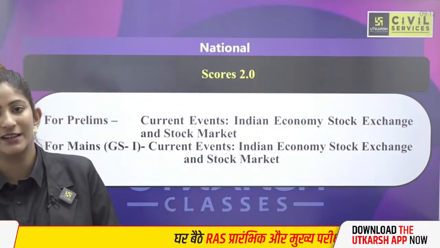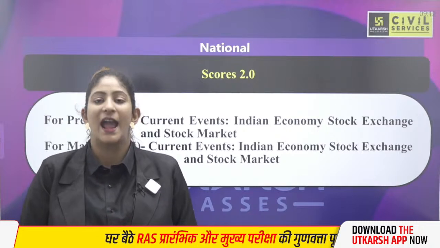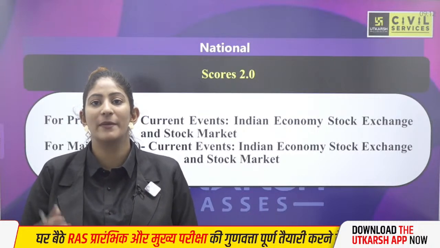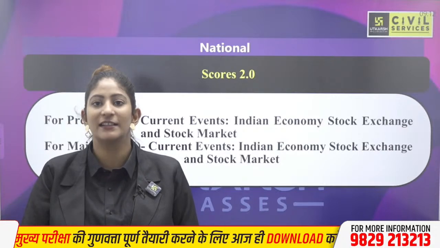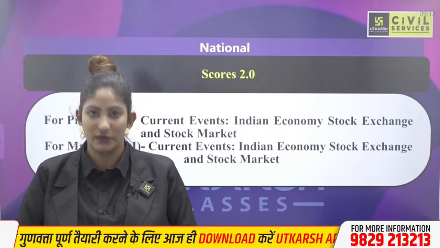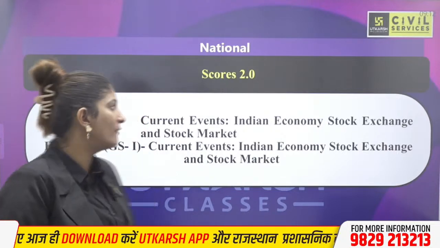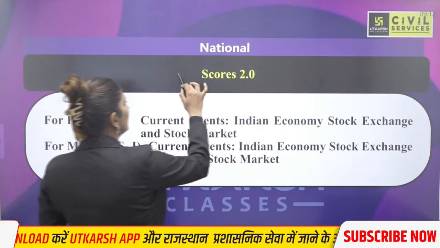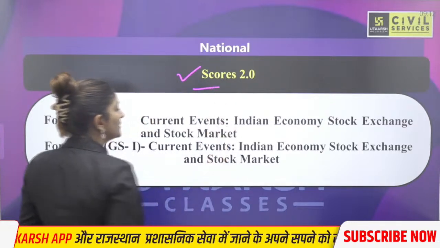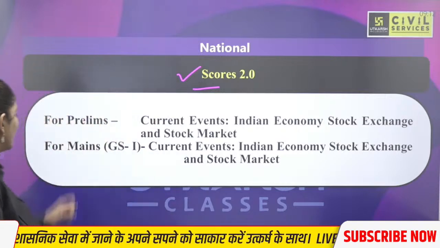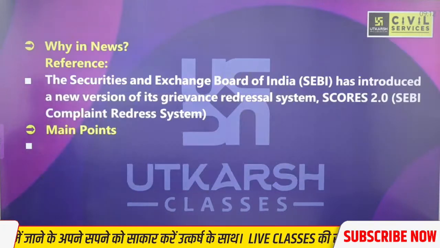SEBI, the Securities and Exchange Board of India, has recently launched a web-based portal to address the grievances and complaints of the investors who invest in the stock market. And this is by the name of Scores 2.0. And this is important from the perspective of Indian economy, stock exchange. That is why we have included it. Let's talk about Scores 2.0.